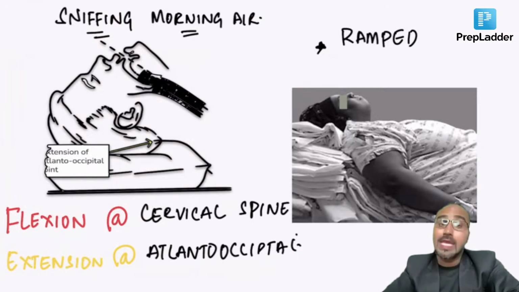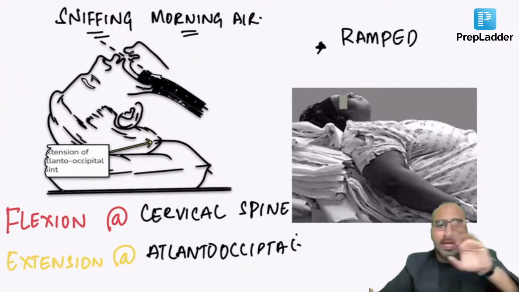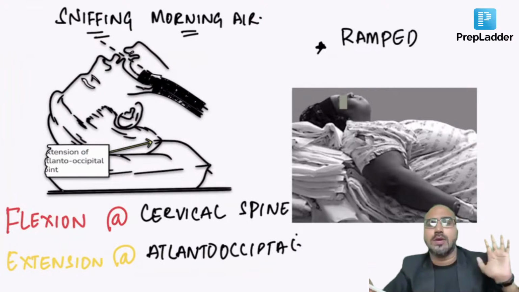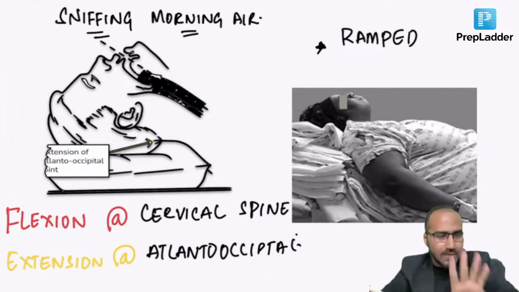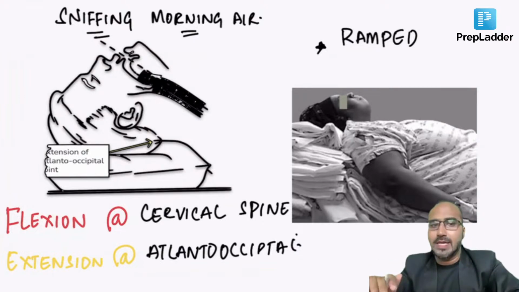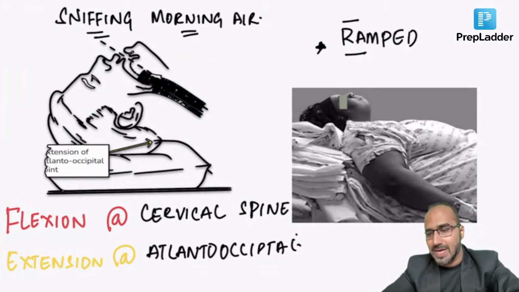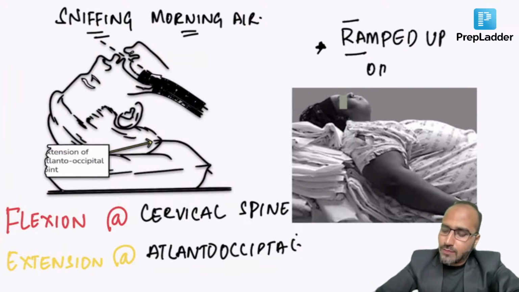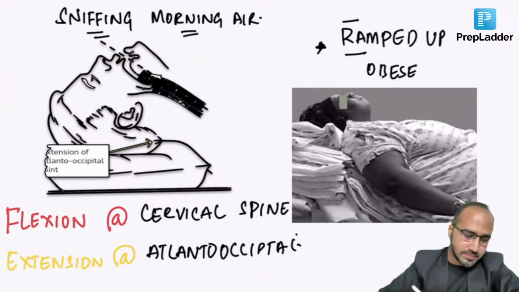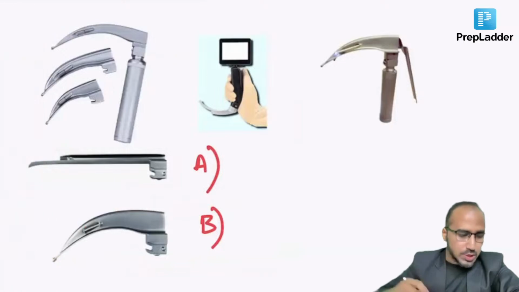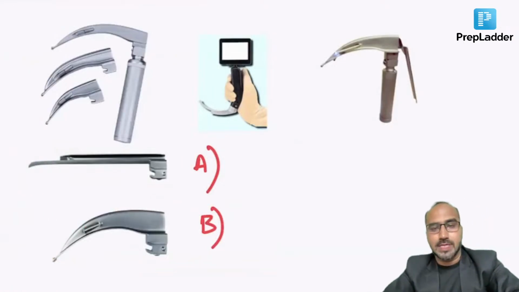Remember, guys, sniffing morning air posture is done for normal patients who are healthy. Healthy means who are not obese. In patients who are obese, whether you go for sniffing or ramped position, the main aim is what? While intubating, I should see the vocal cords. The oral, pharyngeal and the laryngeal axis should be in one line so that you can see the vocal cords properly. Okay? In an obese patient, you cannot go for sniffing morning air posture. If you want to have all three axes in the same direction, then you have to go for ramped up position. That you go for an obese patient. Usually for tonsillectomies, you go for rose position, guys.